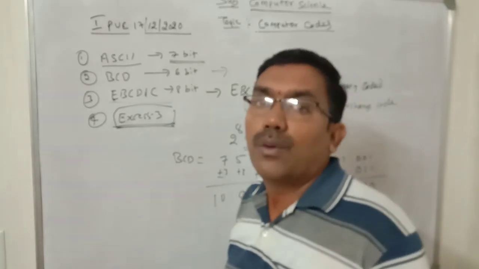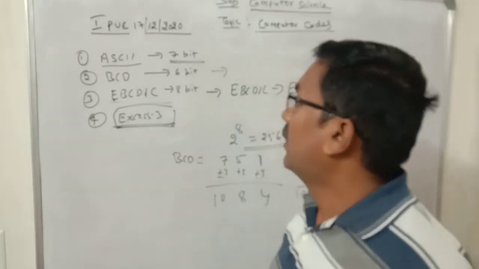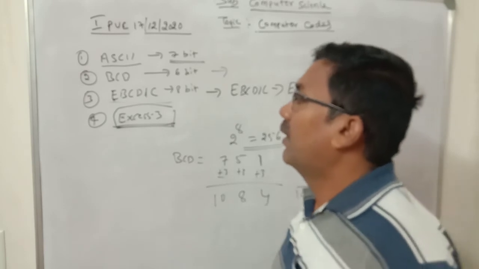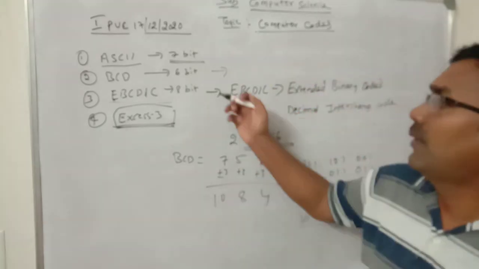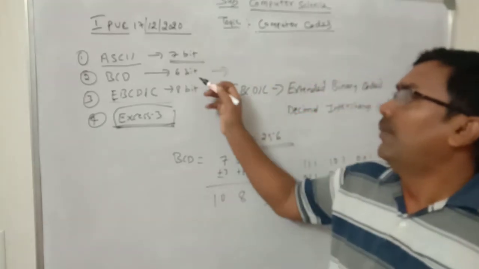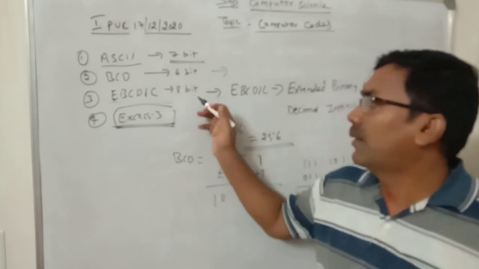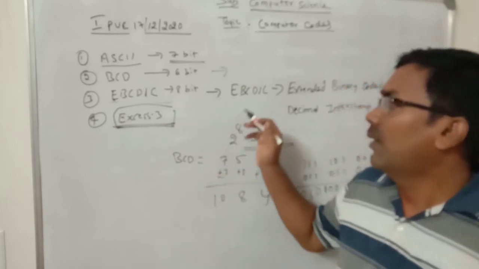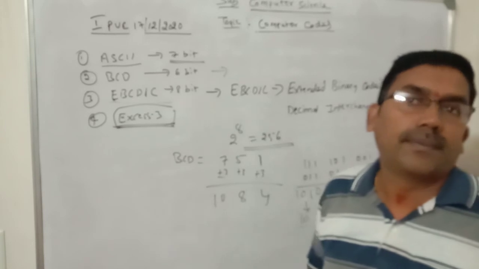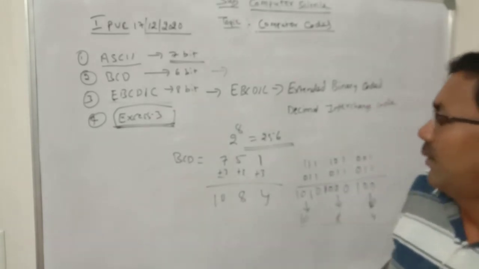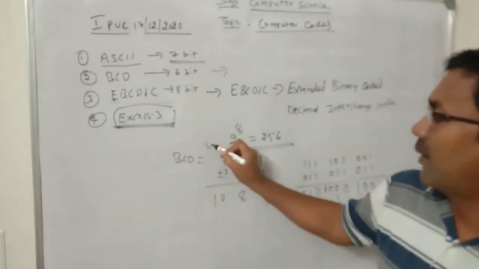The 8421 code, we have already been taught. And extended binary coded decimal interchange is 8 bit. The difference is ASCII is a 7-bit code, BCD is a 6-bit code, and EBCDIC is an 8-bit code. XS3 code is BCD plus 3. See, like this, that example you have written here.